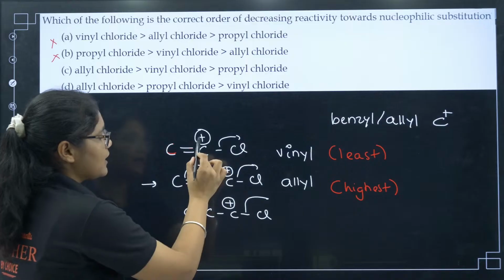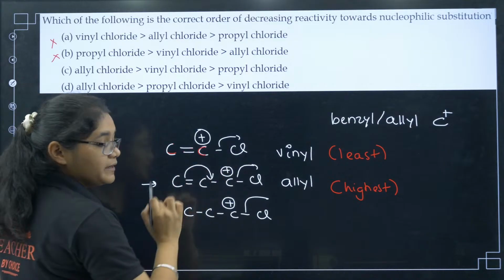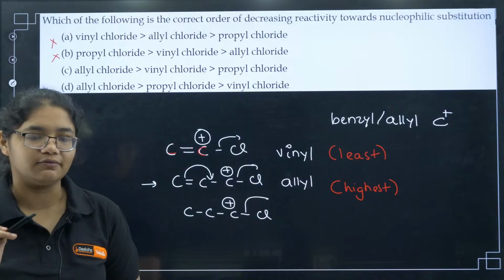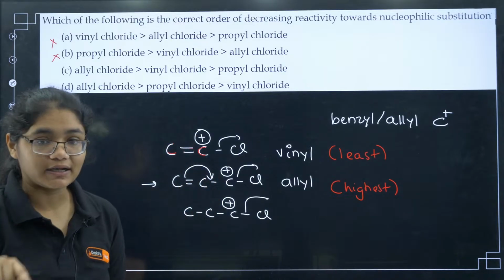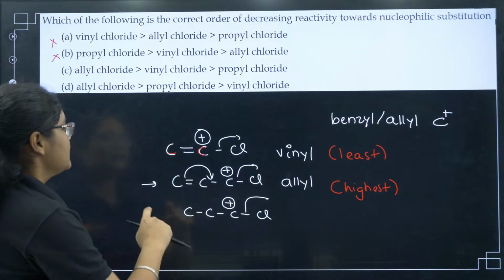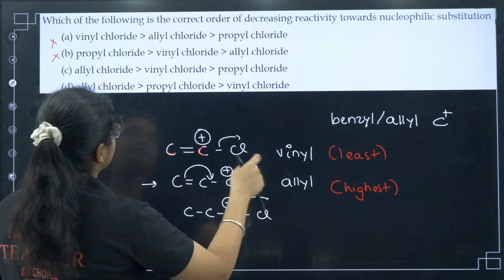Now see the carbocation, this is sp2 hybridized carbon, and sp2 hybridized carbons are electronegative, and positive charge on an electronegative atom is highly unstable. So that is why this one. After allylic, what will we have?